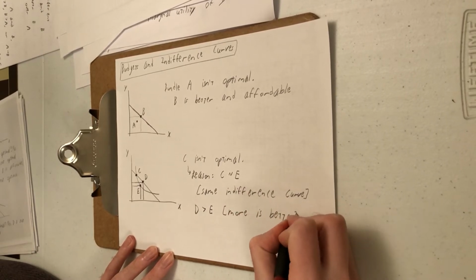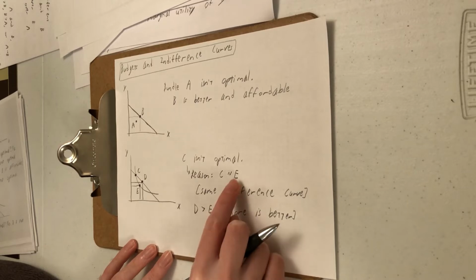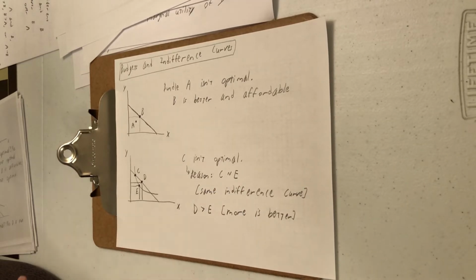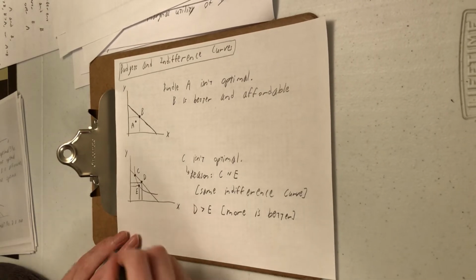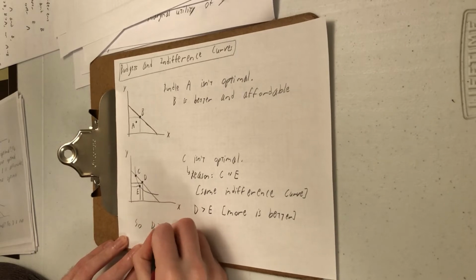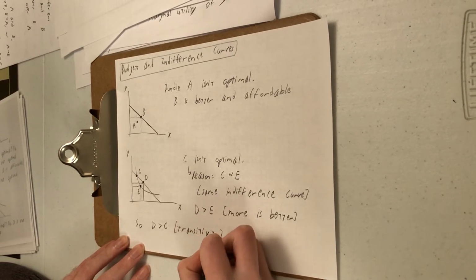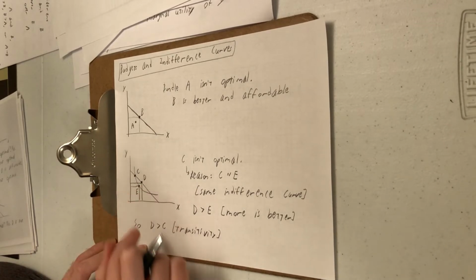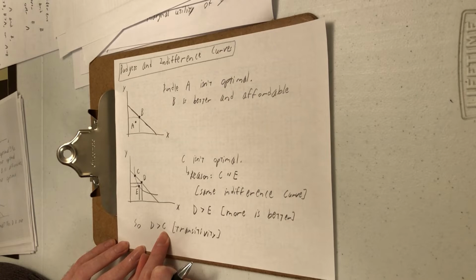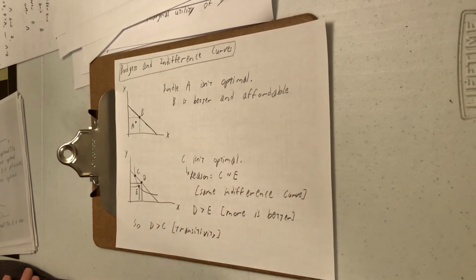So if you put this together, D is better than E, and E is just as good as C, transitivity would tell us that D is better than C. So if D is affordable, because it is on the line, and it's better than C, that means C can't be the best. So that's how I know C is not optimal.